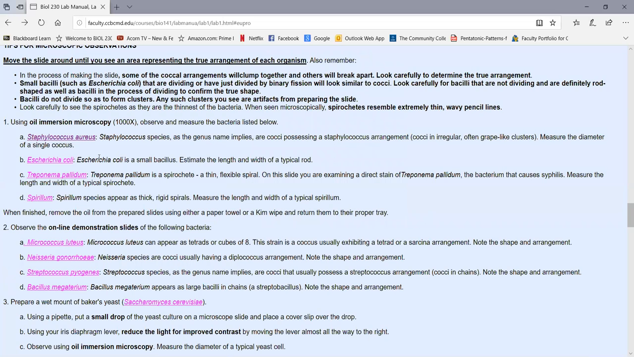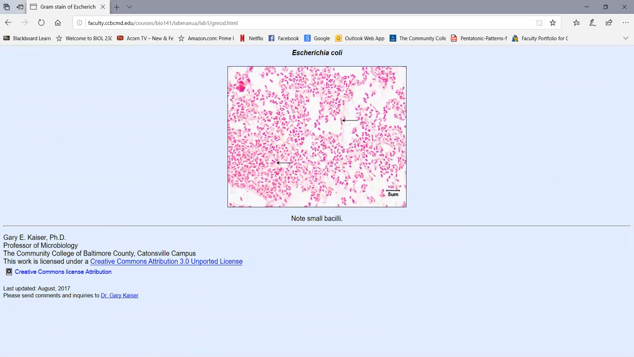We're going to look at Escherichia coli. E. coli is a small bacillus. It's normal flora of the intestinal tract. It's the most common cause of urinary tract infections. And you're going to estimate the length and width of a typical bacillus. So here's E. coli as it appears. And find one that's definitely hot dog shaped and measure the length and width of that.